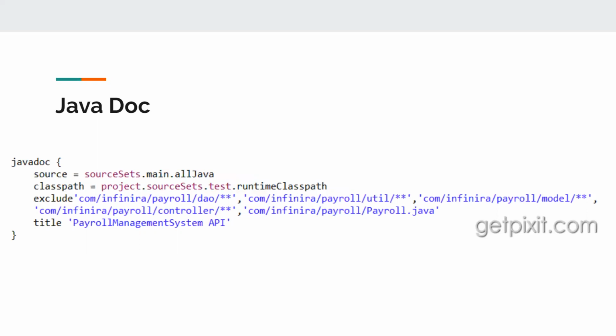The Javadoc task is used to generate HTML API documentation for Java classes. Here, the same thing: include or exclude keywords can be used and the title can be configured. All these things we can perform. Apart from these classes, Javadoc will be generated based on the annotations and information provided in the Java classes, so that it will be generated in the form of HTML API documentation.